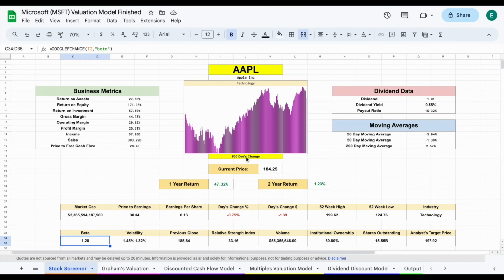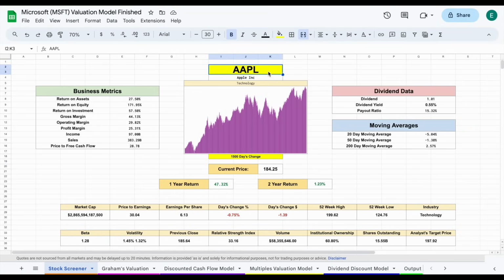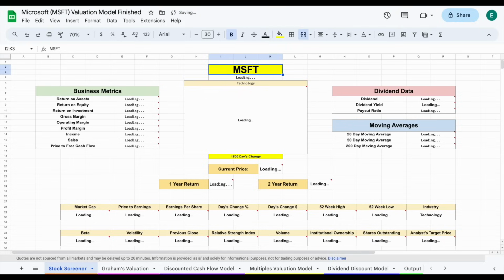You can also change the number of days you're looking at on this chart. For example, if I plugged in 365, we can now see exactly the 365-day chart for Apple, or we could plug in up to maybe even a 1,500-day chart if we wanted to look at it over a much longer period of time. But that's a quick, simple analysis of how to use the stock screener tab. Just a great way to get a quick overview of the business. So let's go ahead and come back up here and plug in Microsoft and hit enter.